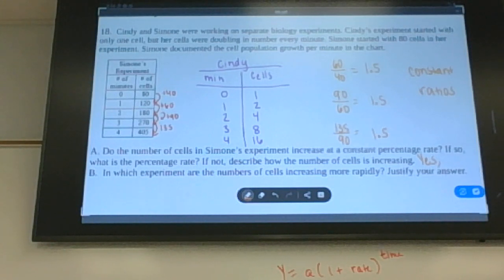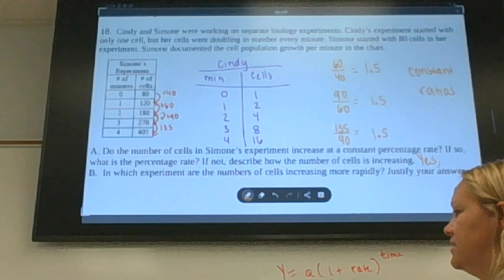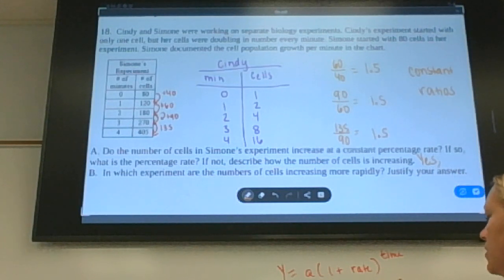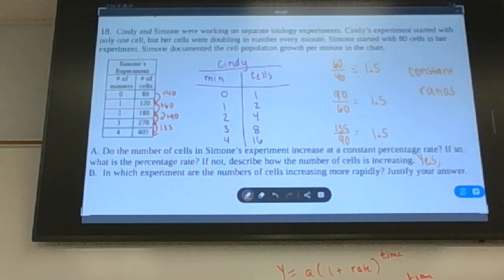What is the percentage rate it's increasing at? 50%. Because I could write this equation now. It's 80 is the initial amount, 1 plus 0.5 raised to time. And that's how we get 1.5, it's 1 plus a 50% increase. So we want to say that this is increasing 50% each minute. Whereas Cindy's is doubling each minute, this is only going up by 50% each minute.